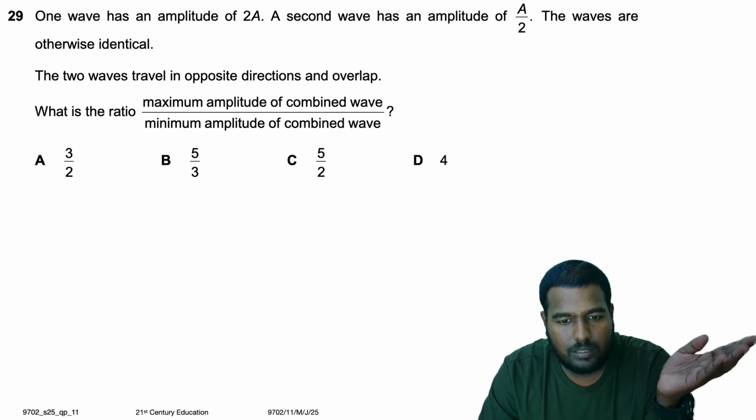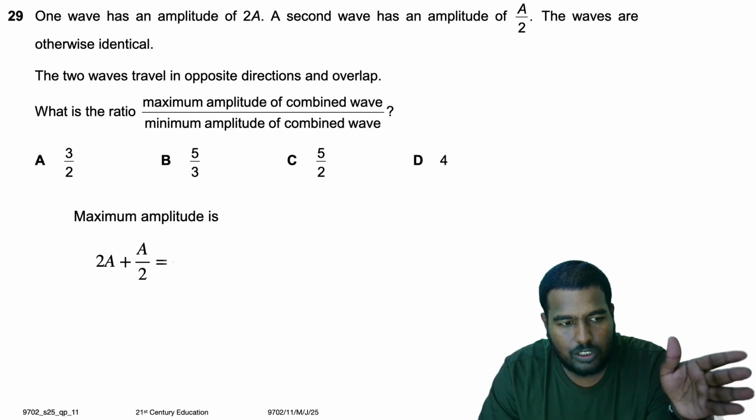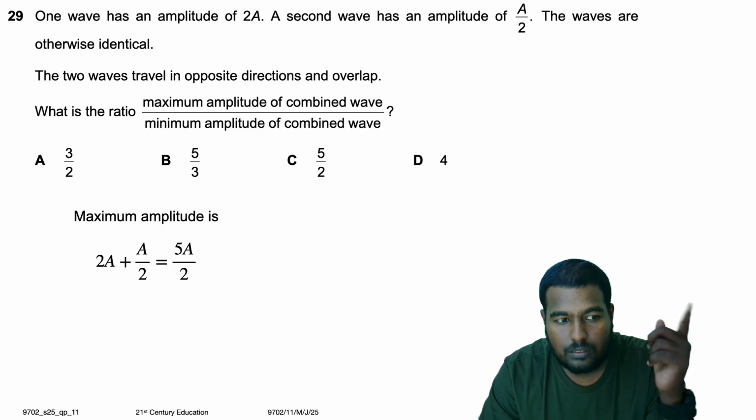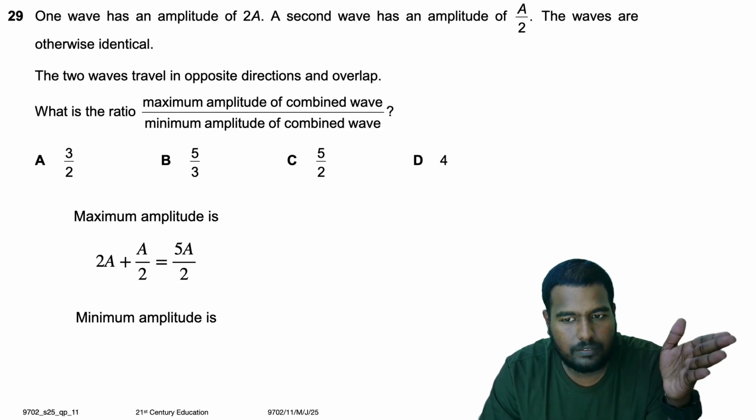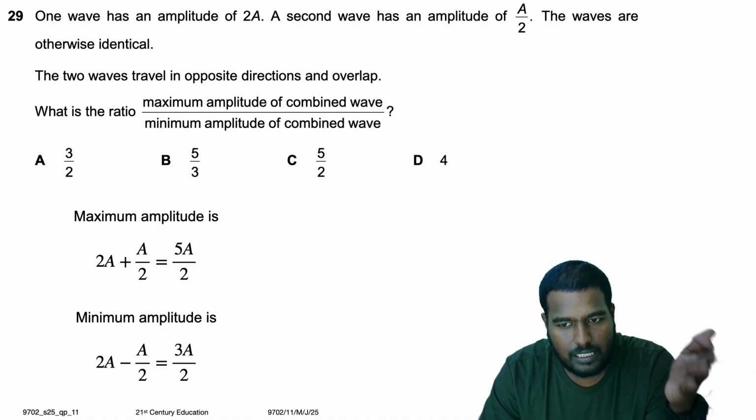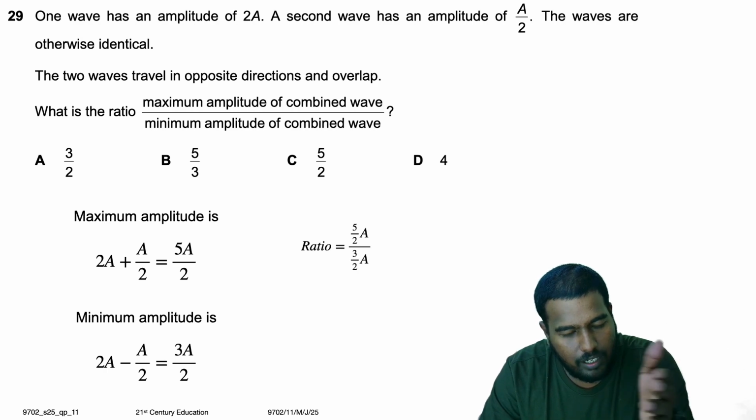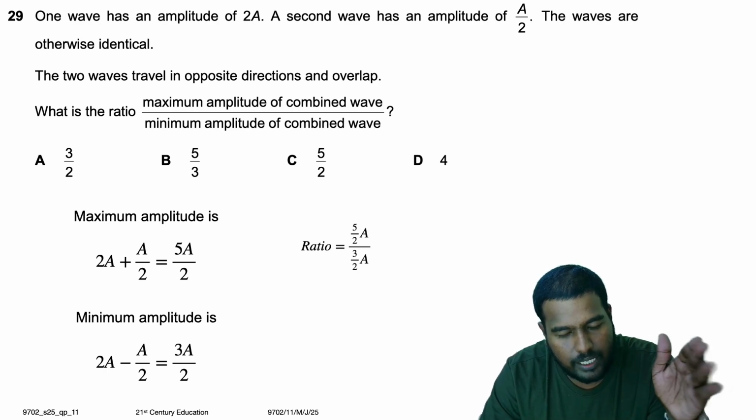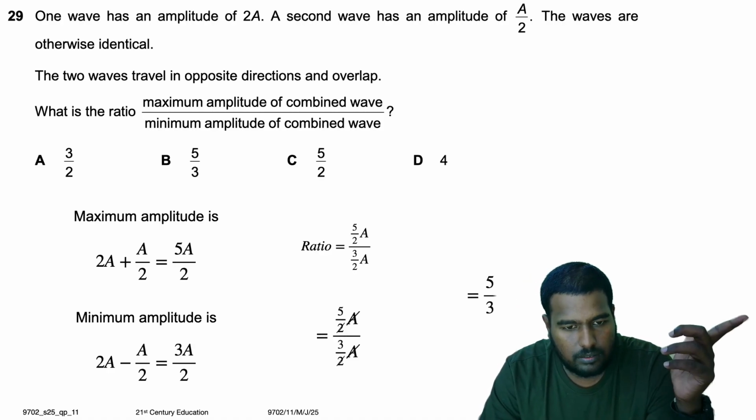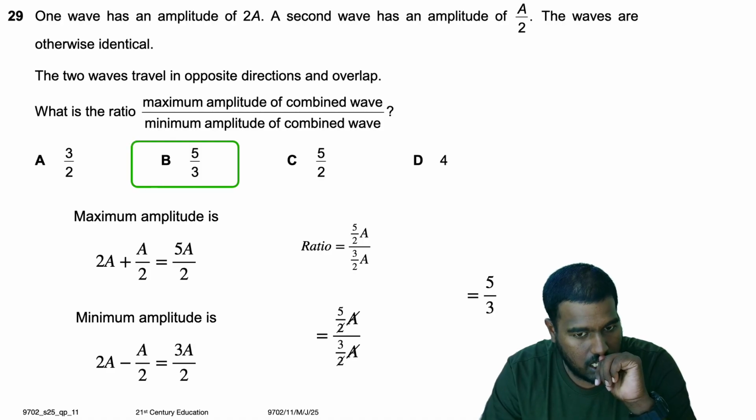Okay. What is the maximum amplitude? We have to add both amplitudes. So 2a plus a by 2, which is 2.5a, otherwise 5 by 2a. Okay. What is the minimum? 2a minus a by 2, which is 1.5a or 3 by 2a. Now they're asking the maximum by minimum ratio. So it will be 5 by 2a divided by 3 by 2a. 2 and 2 get cancelled, a and a get cancelled. So 5 by 3. B. Yeah.